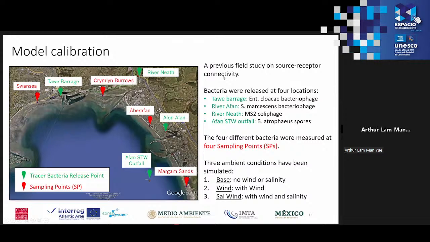To calibrate our model, we simulate a previous field study on source receptor connectivity. Bacteria are released at 4 different points, and they are measured at 4 different sampling points. In our model, we test 3 ambient conditions. First, the base condition. Second, the wind condition. And the last one with salinity and wind.